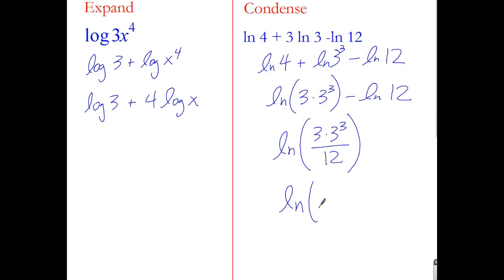Let's see. Oh, no, it's not. 4 times 3 is 12, so that's going to cancel that. So 3 squared. So natural log of 9. Okay. There we go.